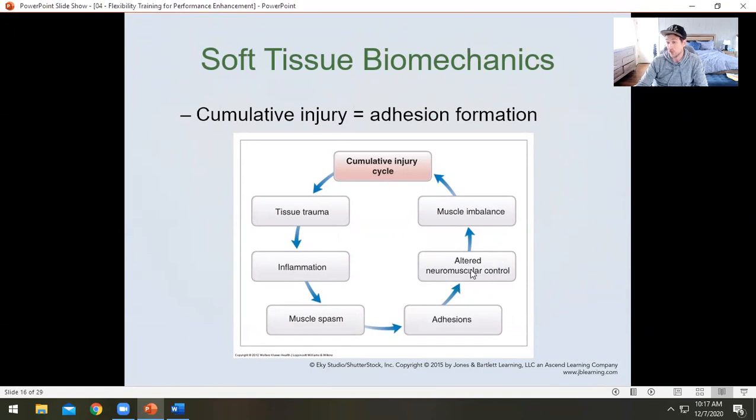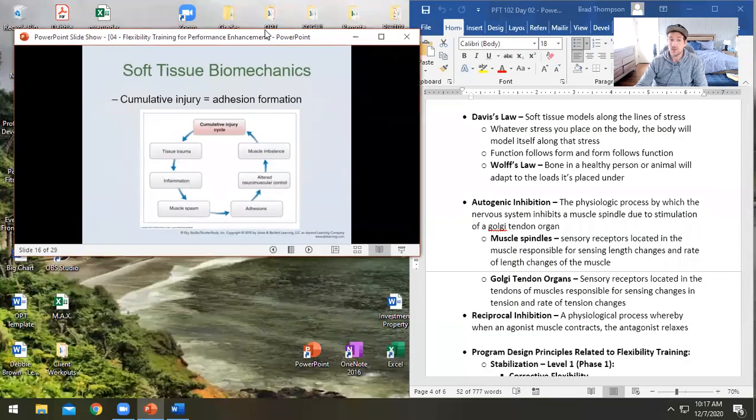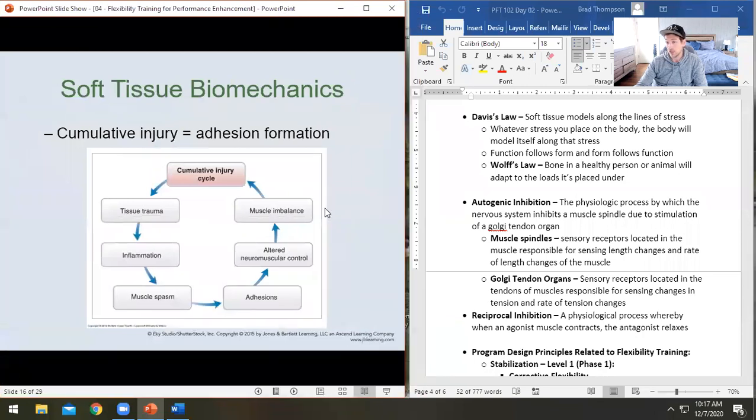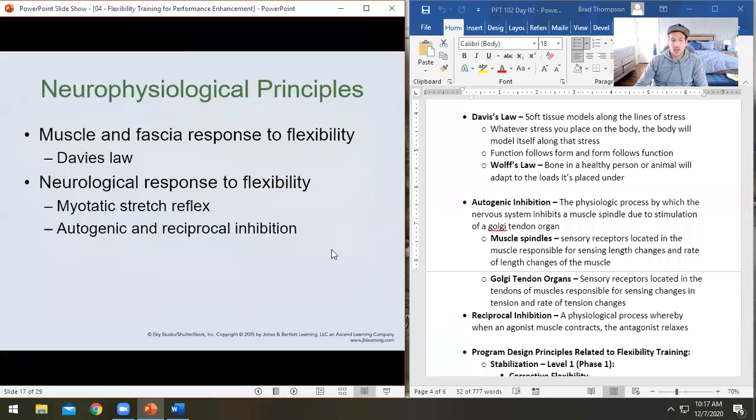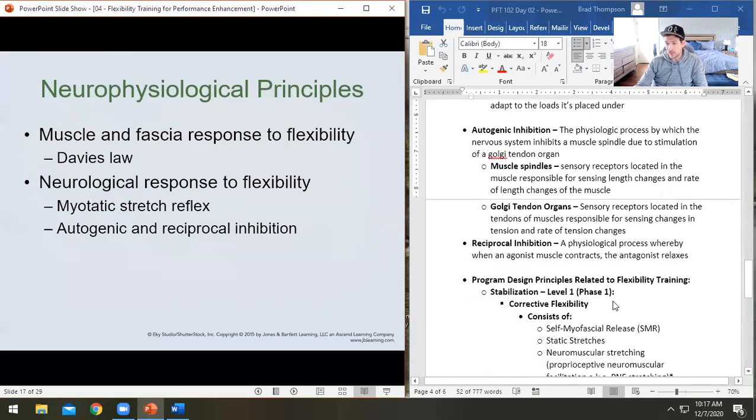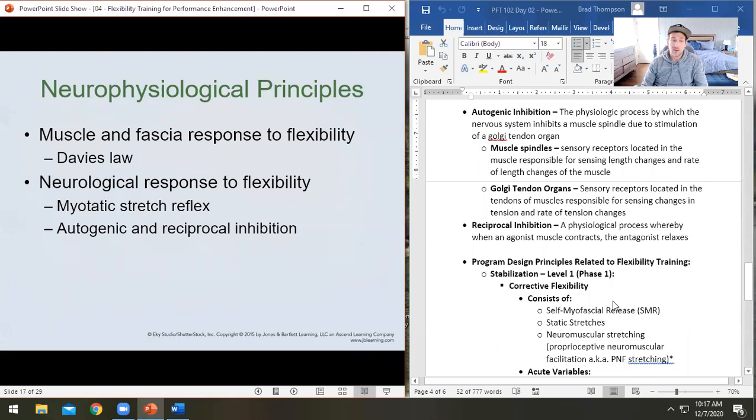And that's going to screw up how you move your body. You're going to have altered control. That's going to lead to a muscle imbalance because now some other muscle is going to have to take over. And guess what? Muscle imbalances lead to injuries. And that's an evil cycle that continues over and over and over again.